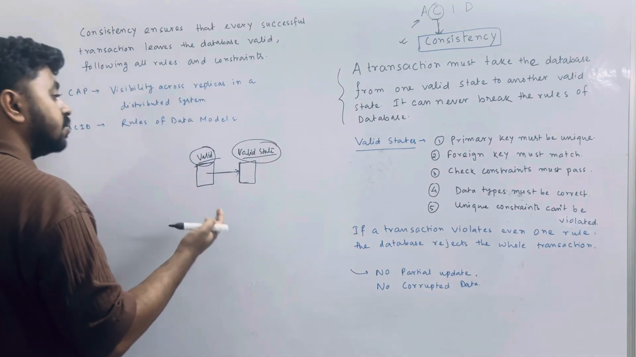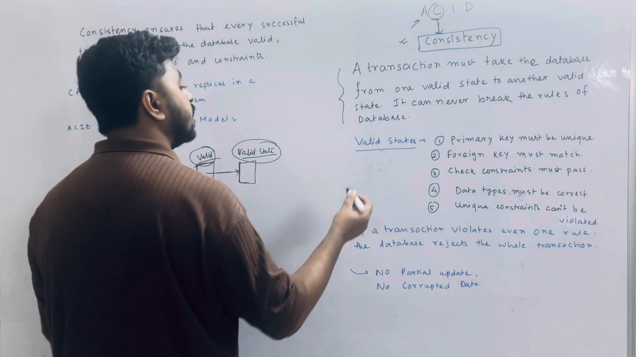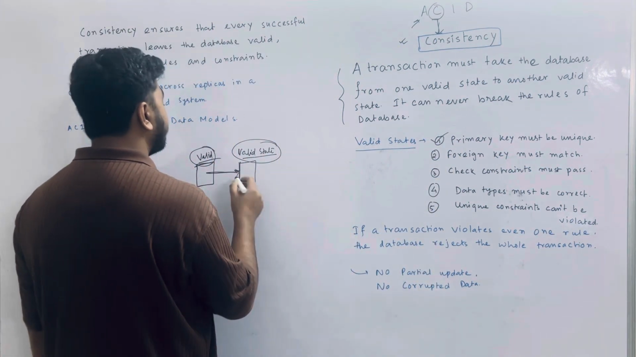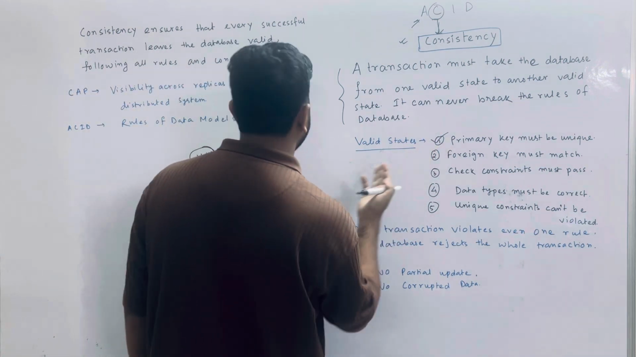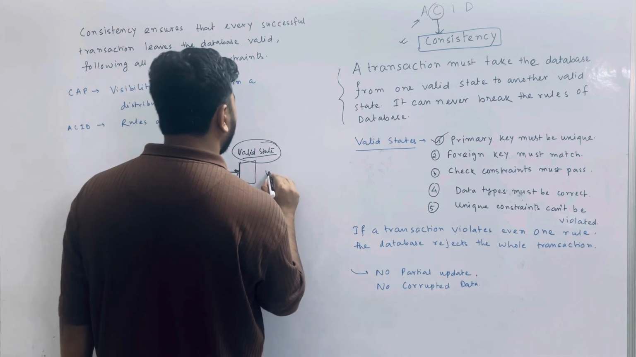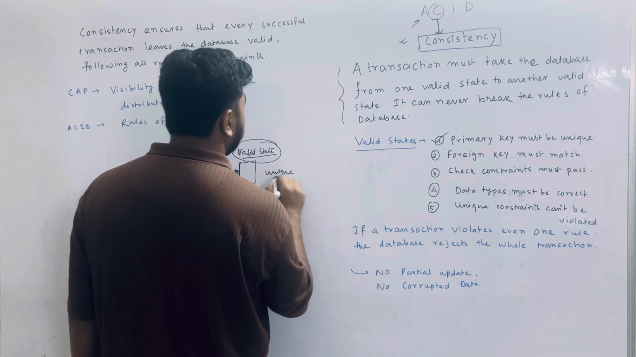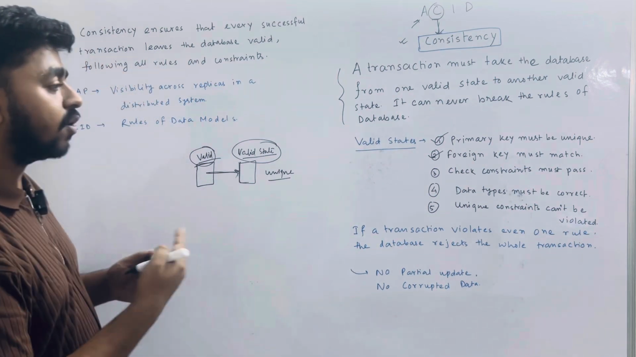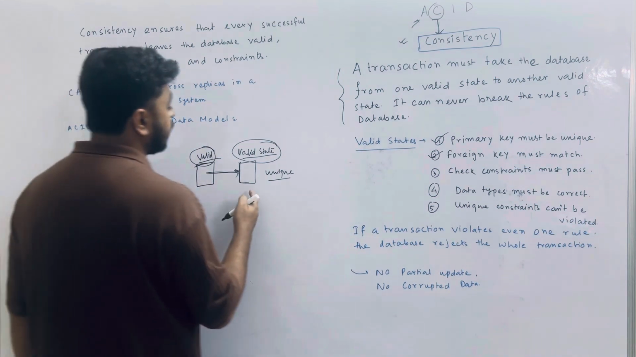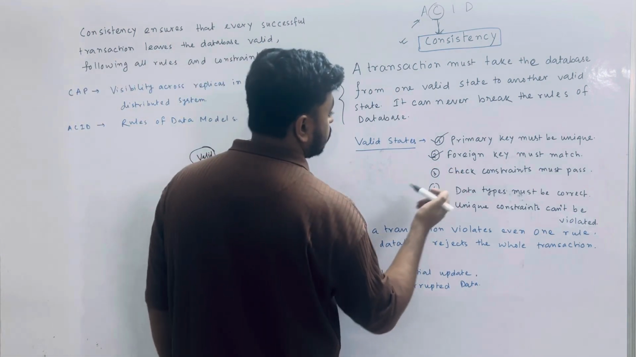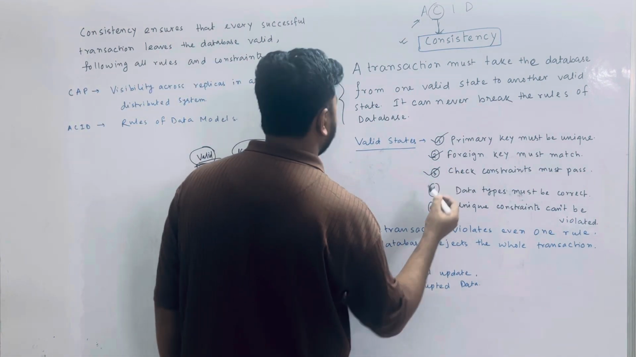So what does valid state mean? Valid state means the primary key must be unique. While the transaction runs, it cannot violate this rule: the primary key should not be duplicated. The primary key should always be unique. Then the foreign key must be matched. Any foreign key you are joining with or updating must match the parent key.